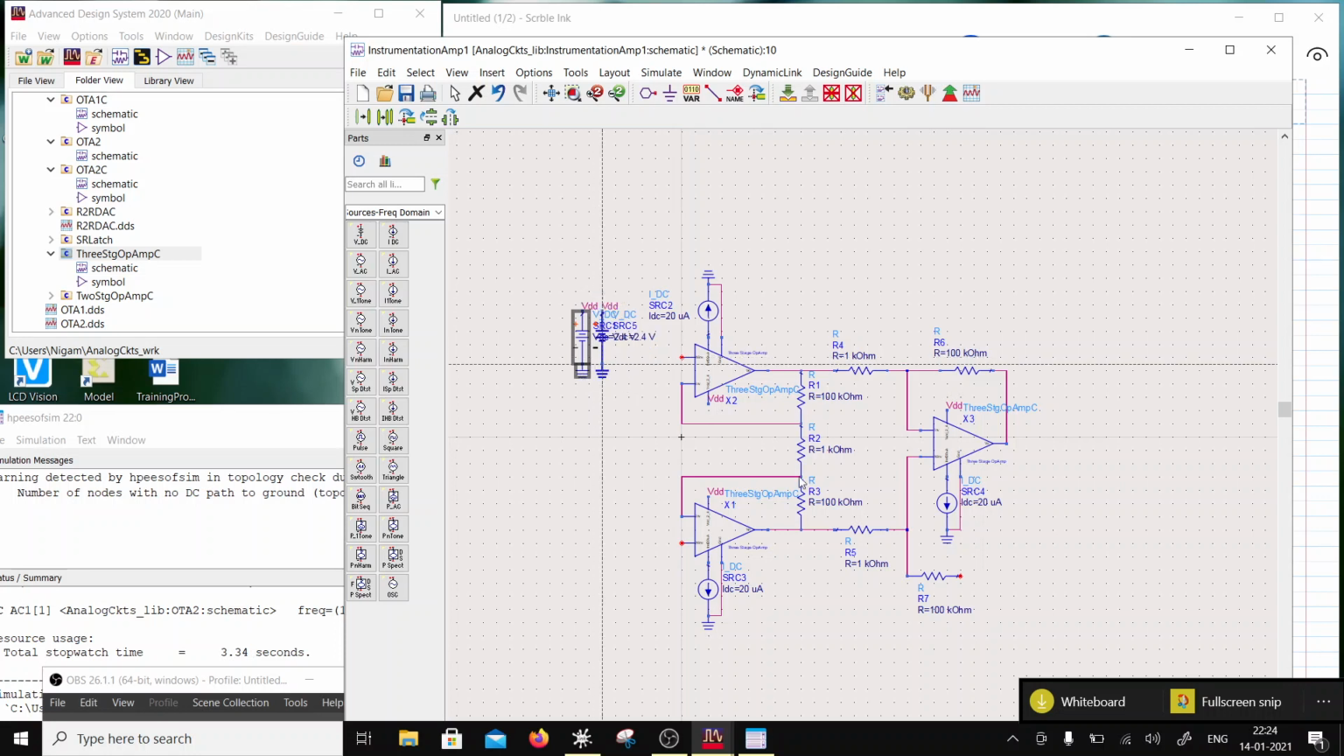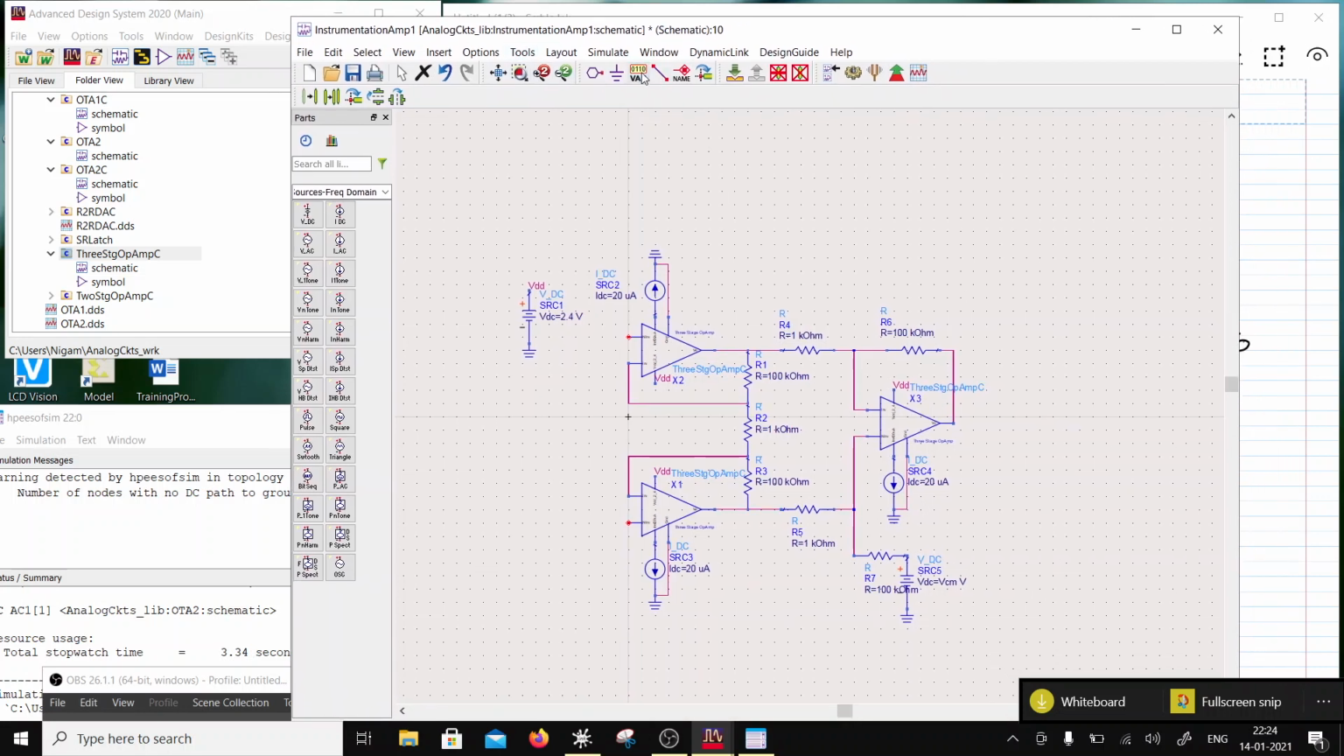Control C, Control V. So this is not VDD, so I'll throw this out. This is going to be VCM, correct? And I'm going to generate a VCM variable, and I will call this one VCM. And this VCM is going to be 1.2 volts.